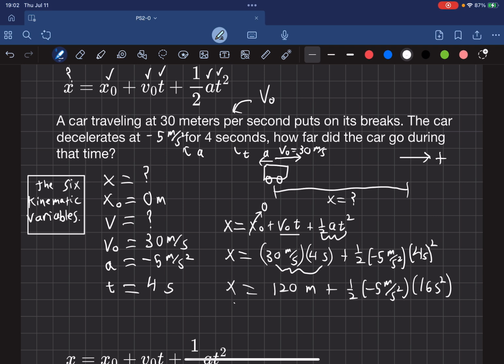Let's finish this problem out. So we got x equals 120 meters plus 1/2 of 16 is 8. 8 times 5 is 40. So plus a negative 40 meters. So 120 meters plus a negative 40 meters is equal to 80 meters. So our final position is at 80 meters to the right of where it started.